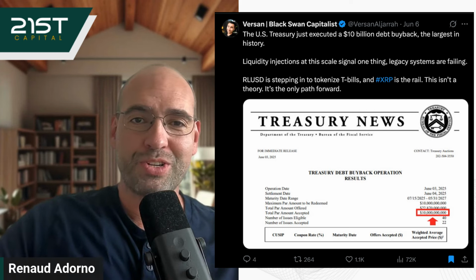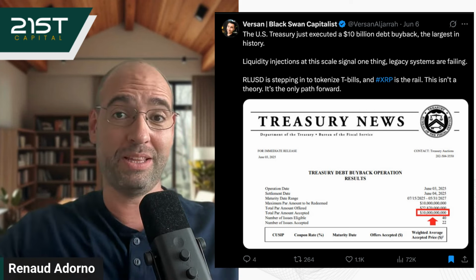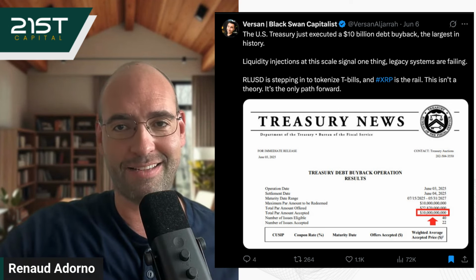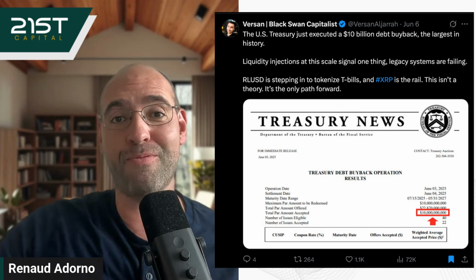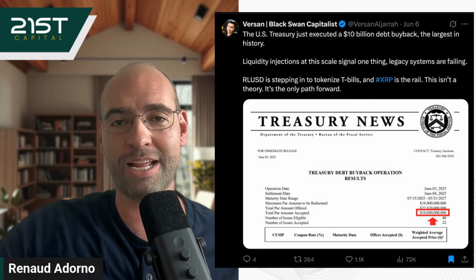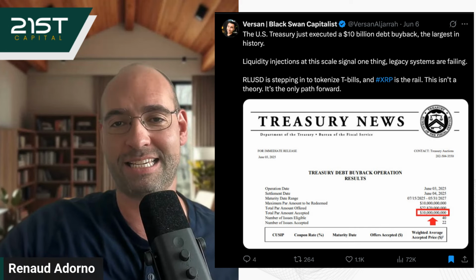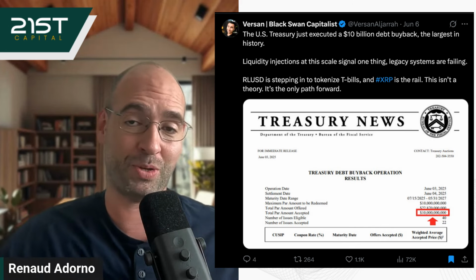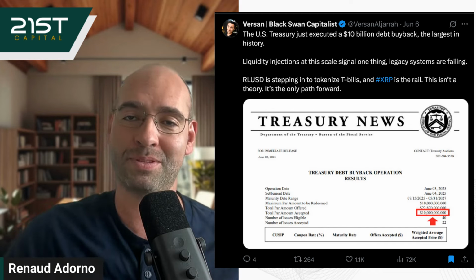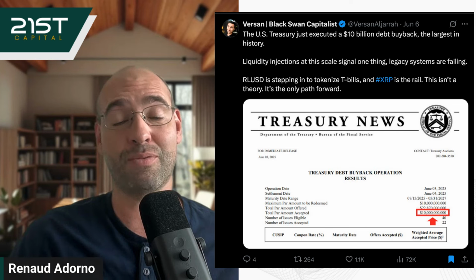The US Treasury just executed a $10 billion debt buyback, which would be the largest in history. And when you see a tweet like that, you may fall for the narrative right away when you say, for example, liquidity injections at this scale signal one thing: legacy systems are failing, right? So you see something like that and many other tweets that just add up to the heat that the United States is getting right now for the bond market.